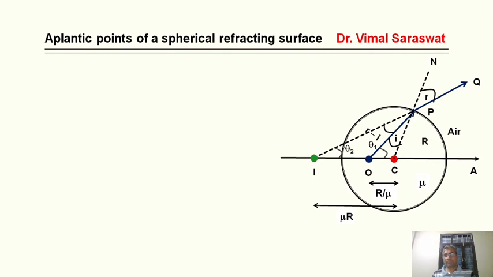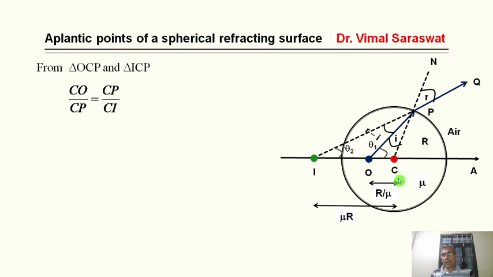Now this was our diagram. From triangle OCP and ICP, by using these two triangles, we get CO upon CP is equal to CP upon CI.